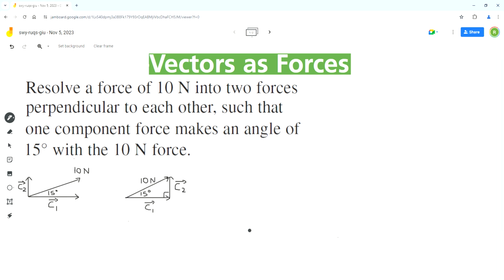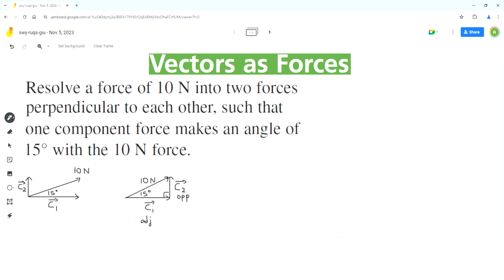Now since this is a right angle triangle, we can use SOHCAHTOA to find the length of the horizontal side, which is the adjacent side for the 15-degree angle, and the side length represents the magnitude of vector C1. The vertical side is the opposite side for the 15-degree angle, and the length of that vertical side represents the magnitude of vector C2.